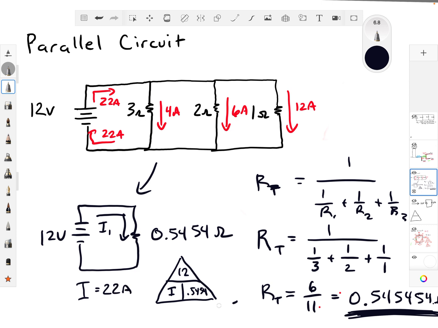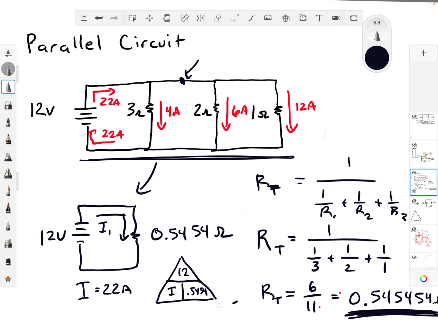So you can do it either way. Again, I do prefer the one where I can just find the branch current each time, but that's totally up to you. It is helpful because sometimes a question might ask you what's the current in that wire, and if you do each branch, I think it's just a little faster.